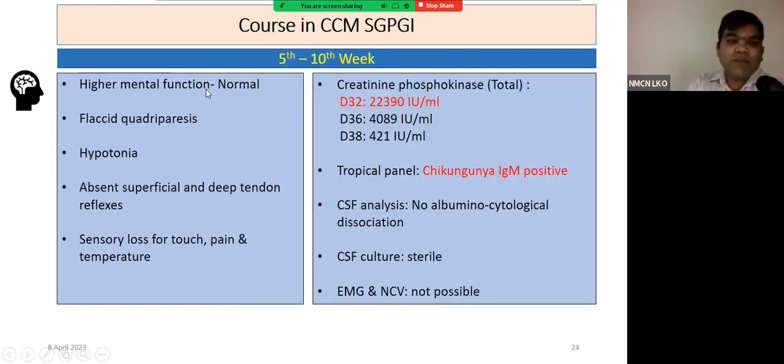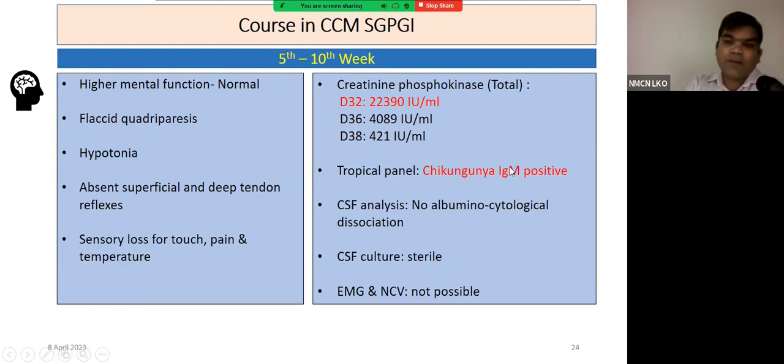During the course in CCM, the patient had normal higher mental functions, but continued to have flaccid quadriparesis, hypotonia, absent superficial and deep tendon reflexes, and sensory loss to fine touch, pain, and temperature. During investigations on day 32, the patient had a very high total creatinine phosphokinase, near about 22,390 international units per ml. But over the next week, it came to a normal limit.